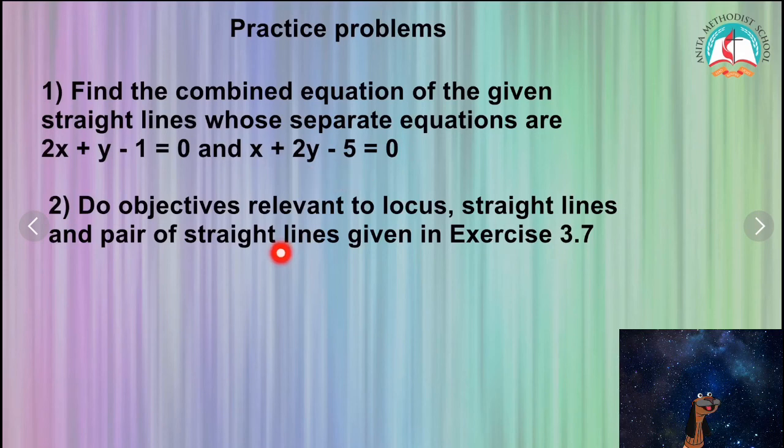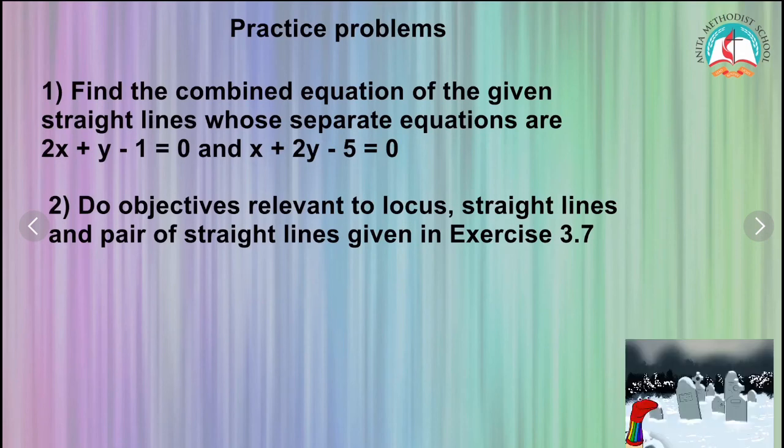Learn all the objectives given in exercise 3.7 which is relevant to the chapter locus, straight lines and pair of straight lines. So far we have done these three topics. Pick up the choose the correct answer questions and learn everything and work out. Even if you have numbers, please work out. Therefore, before the exam you will not forget the answers, because at that time you will not find the time to work out. Clear all of you children?